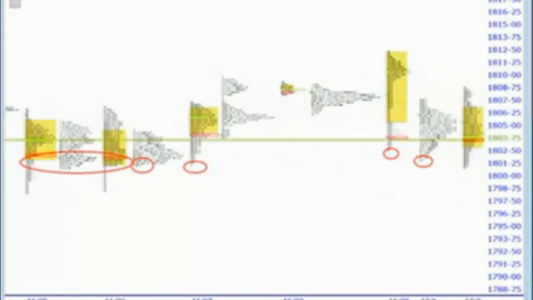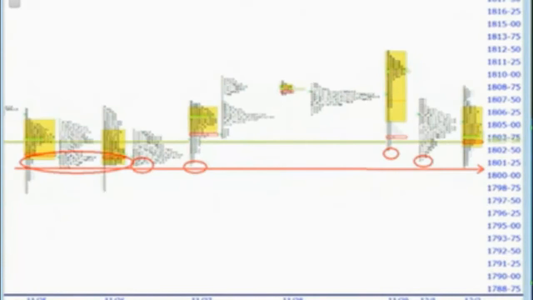And today, where did we sell off to? Bingo, right. The exact same low. Literally 1801. I mean, that was today's low. So again, it's profile. It works. It's amazing. There's so many in a market like this. I should say it works, and it's amazing.